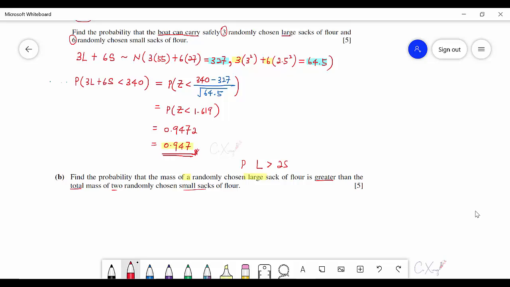So when they want you to calculate the probability for this one, you cannot get the answer directly. You have to change all your variables to one side.